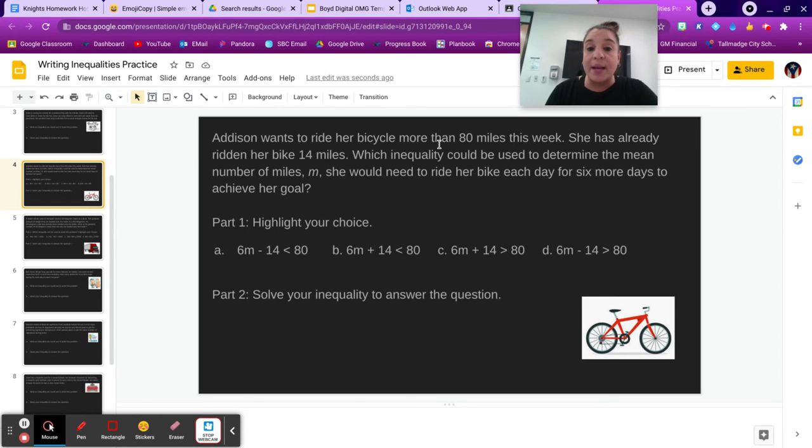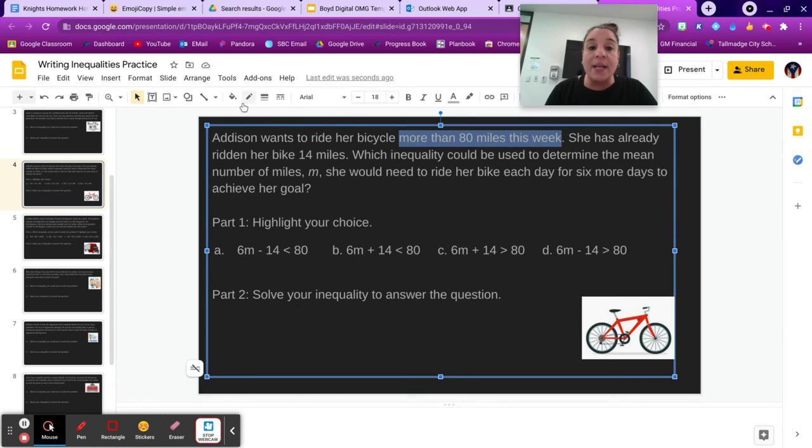So Addison wants to ride her bicycle more than 80 miles this week. Think about what that means in an inequality form. She has already ridden her bike 14 miles. Which inequality could be used to determine the mean number of miles M she would need to ride her bike each day for 6 more days to achieve her goal? So we know she's already ridden her bike 14 miles, and we know that she's riding for 6 more days. Again, I'm just highlighting my important information here.